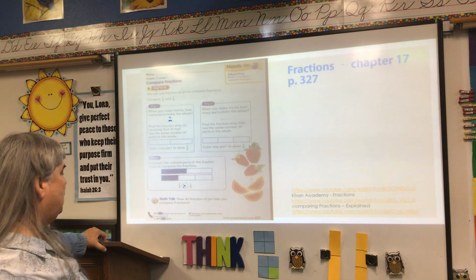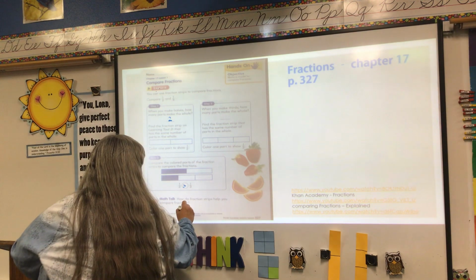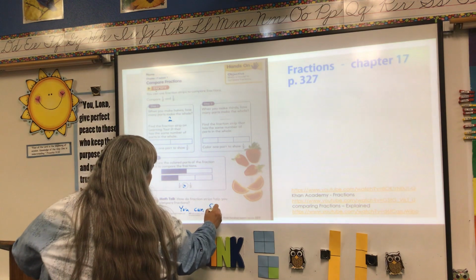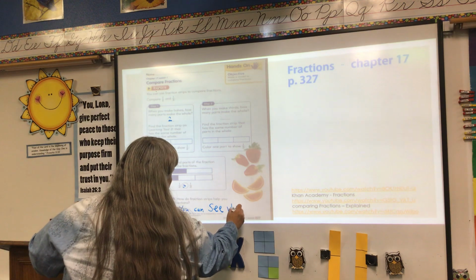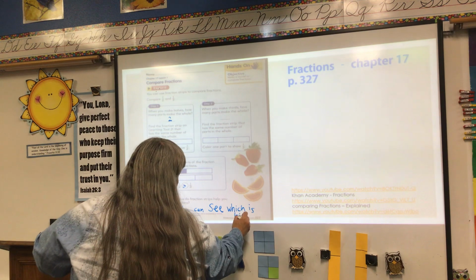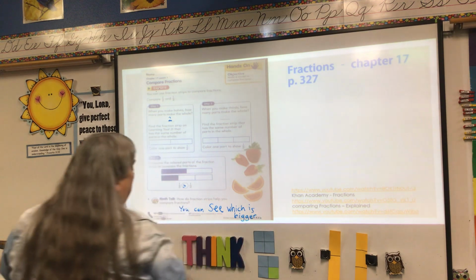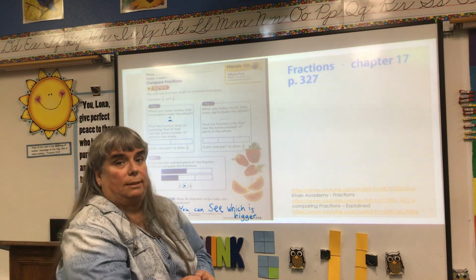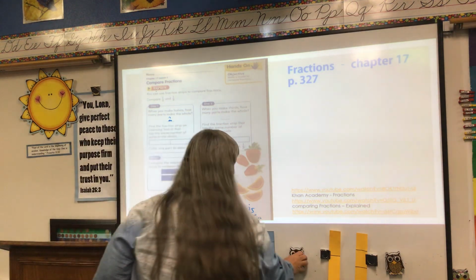How do fraction strips help you compare fractions? I'm going to say you can definitely see which is bigger. Otherwise, when you just talk about it or you have to think about the numbers, it's not quite as visual. So that's what I'm seeing for my answer. If you wanted to answer it a little differently, that's fine. That's up to you. But we're going to go ahead.